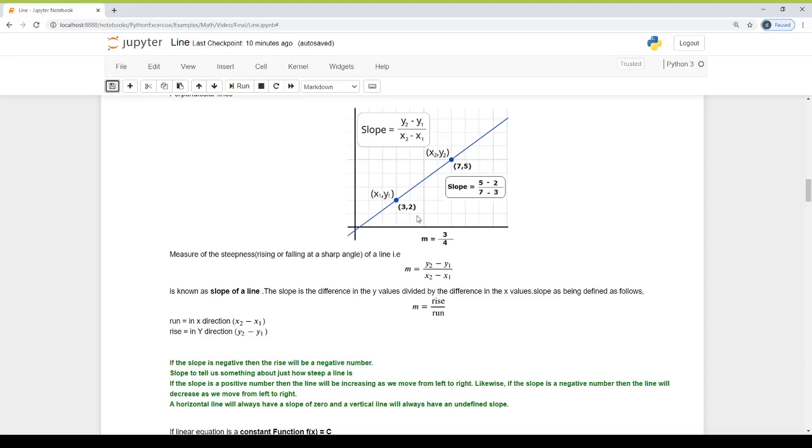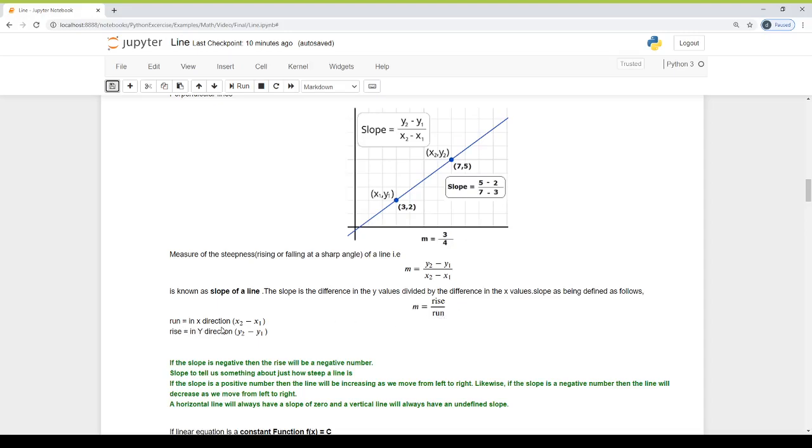Let's see this in this case. For example, our two points are x1 and y1, 3 and 2, and x2 and y2, 7 and 5. So our slope will be y2 minus y1, that is 5 minus 2, over x2 minus x1, that is 7 minus 3. This is known as the slope of the line. The slope is the difference in y values divided by the difference in x values. Slope is defined as follows: m is equal to rise by run.